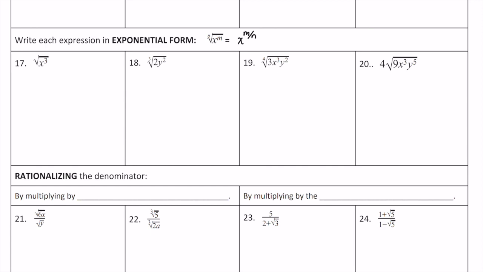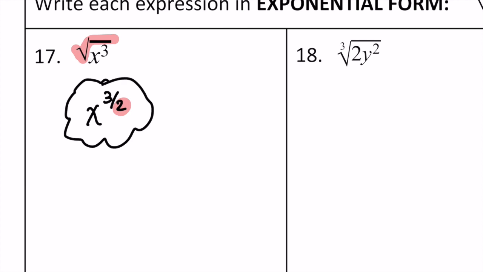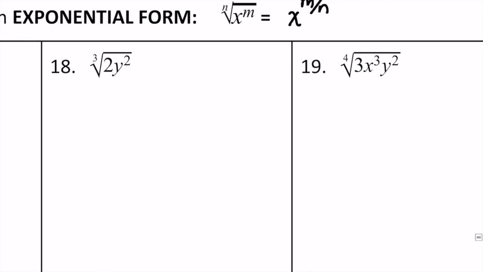And what I'm raising it to is the numerator. And so I'm just going to rewrite these really easy. X to the 3rd power, taking the square root of that, is x to the 3 divided by 2 power. So I took this root and I made it the denominator, and that's it. Done.